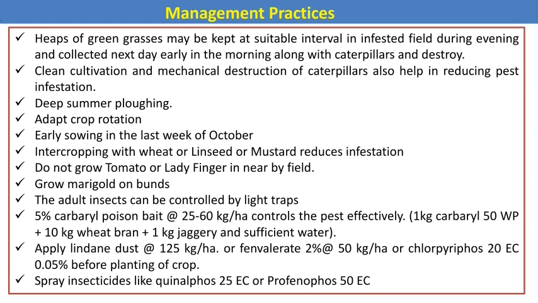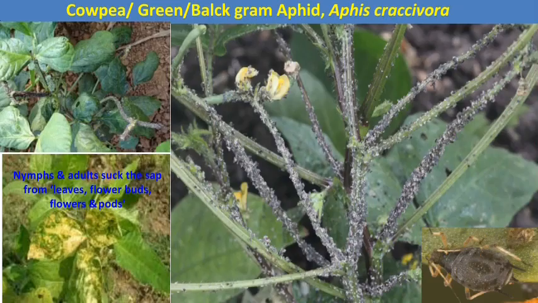Then we can use a lead trap, and the poison bait, that is 5% carbaryl poison bait, we can use against the cutworm. Then quinalphos and profenofos are used for spraying purposes.